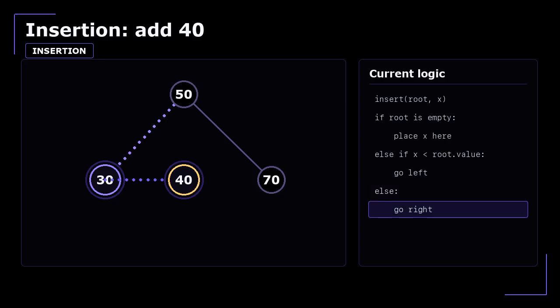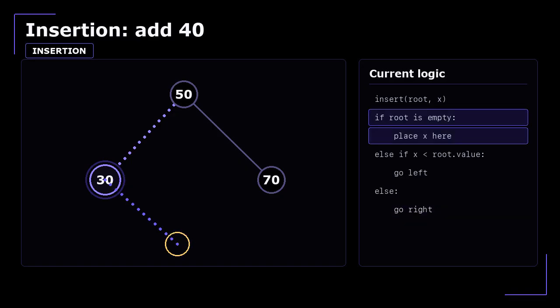And that's all insertion is. You just keep moving left or right until you find an empty space. The nice thing is that the tree stays organized automatically because every value gets placed based on size.